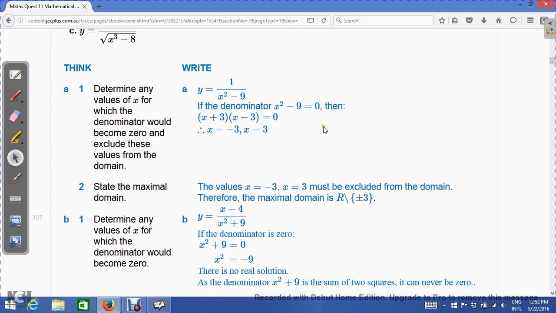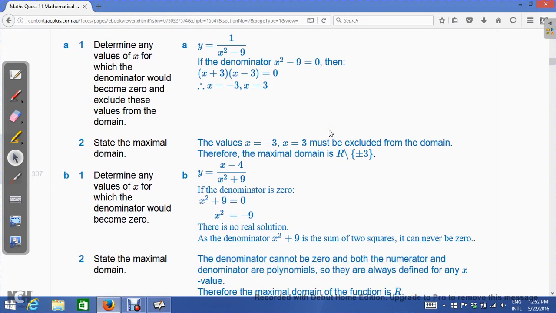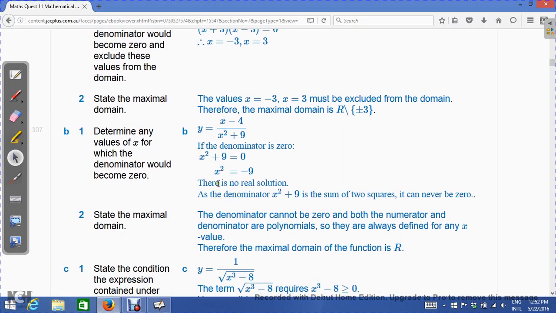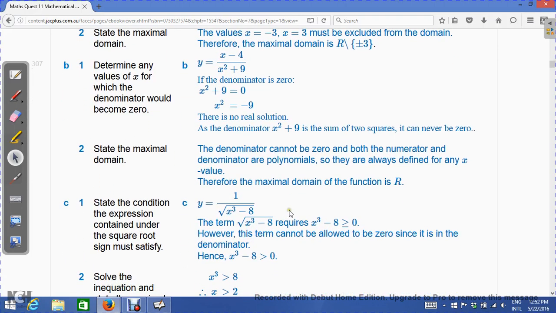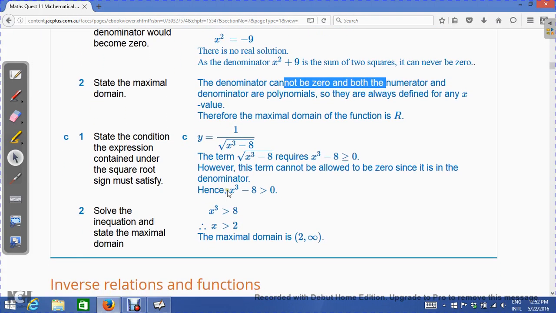For the first part, I did it something different. So they've done the a squared minus b squared, a plus b, a minus b. You can do it that way if you want. So there is no real solution for part B. As the denominator is the sum of two squares, it can never be 0. Denominator cannot be 0. Alright, we said all that.